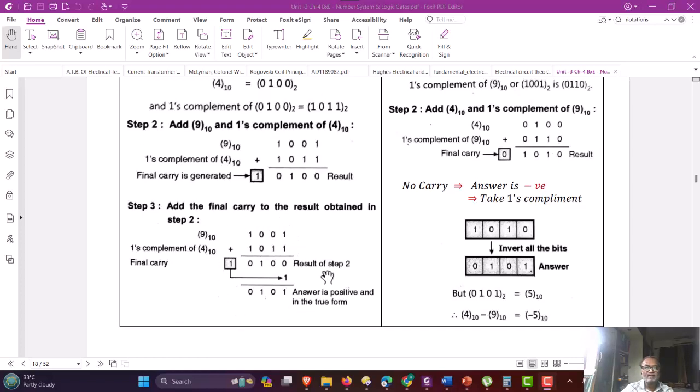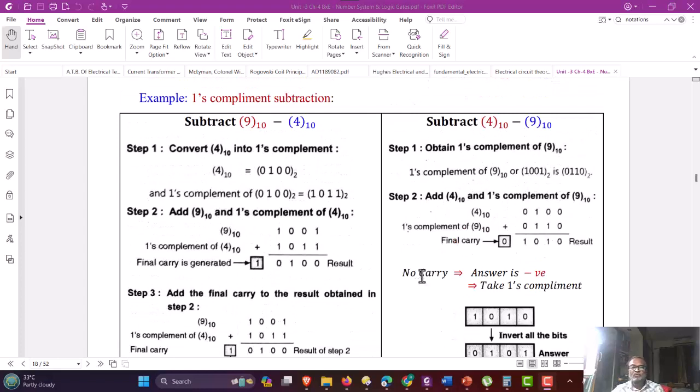And here after 1's complement addition and adding back the carry, we are getting the result 0 1 0 1, which corresponds to decimal 5. And the answer is in positive form. Now let us consider the reverse. Suppose the first number is less than the second number. We want to subtract 9 from 4.